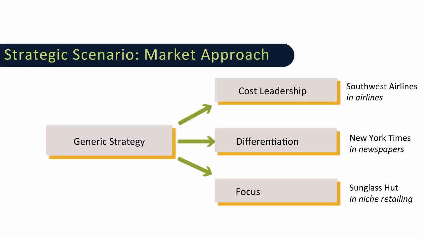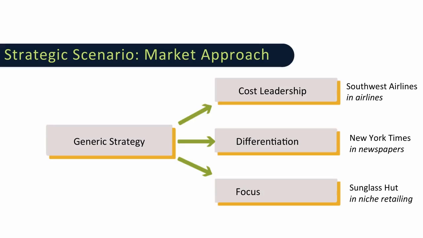In cost leadership, companies strive to leverage low-cost operations to keep profits high. For example, Southwest Airlines flies only one type of aircraft, the Boeing 737, to keep operations costs low. In differentiation, companies drive profitability by convincing buyers that their offerings are unique. For example, the New York Times emphasizes its unique writing style to attract readers.